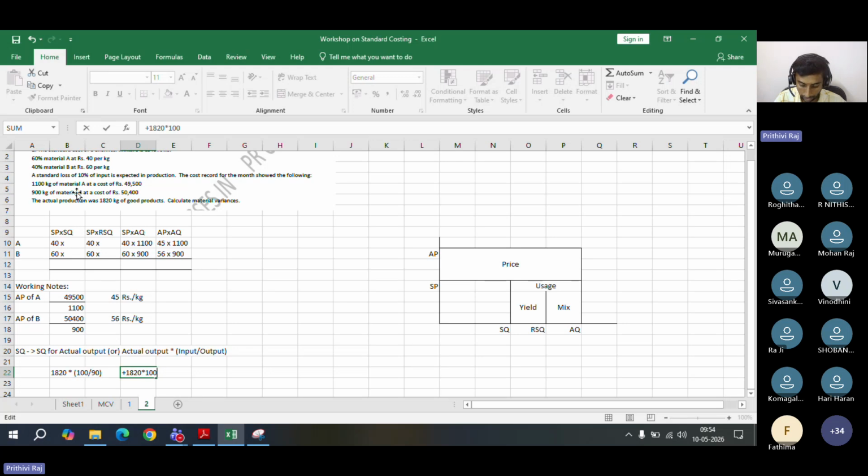into 100 divided by 90. You get 2022.222. Just keep 2 decimals. So this is the overall standard quantity.